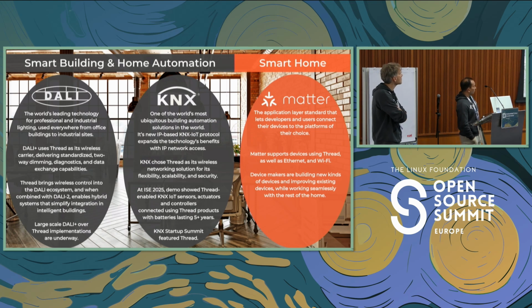Similar to that, there is another IoT protocol called KNX. KNX has also chosen Thread as an underlying low-power wireless protocol, and they are into all commercial buildings and MDUs. And of course, I think most people would have heard about Matter. Matter is very popular in the consumer space, where it's an application layer protocol, and the only wireless protocol they have chosen for the networking layer is Thread.